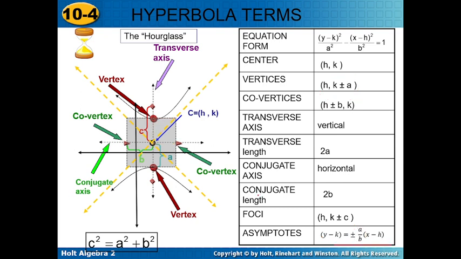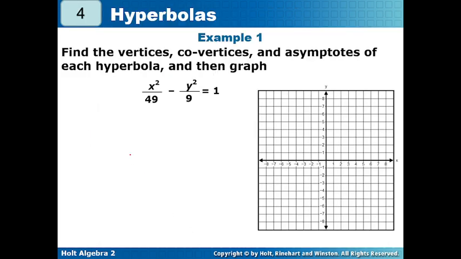Asymptotes is this one. Okay, all right, so let's deal with some examples. Our example is we're going to find the vertices and co-vertices and the asymptotes. So we only need to find three things: the vertices, which is a, the co-vertices, which is b, and the asymptotes.